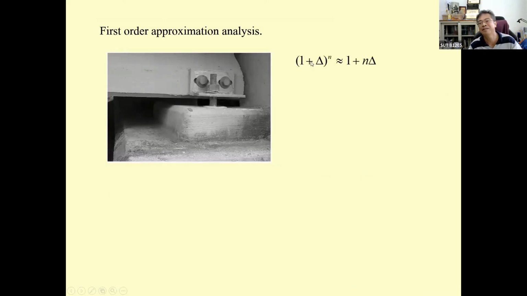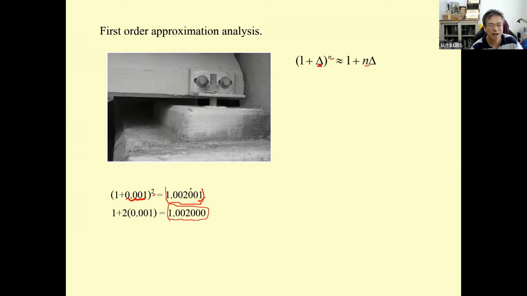If you have 1 plus deformation or strain, to the power n, you can approximate it to be 1 plus n times the small deformation or small strain, such as 1 plus 0.001 squared. If 0.001 is here and n is square, you get this number. And then you put it into this one, and you can see they are very close to each other. So it's going to be simple to use this one.